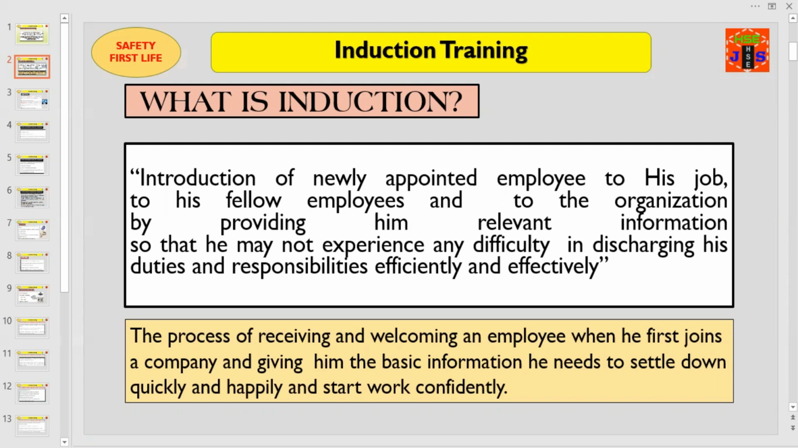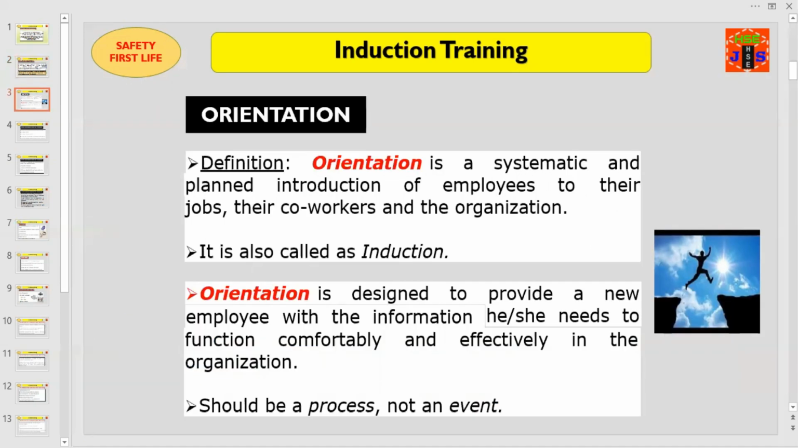The process of receiving and welcoming an employee when he first joins a company and giving him the basic information he needs to settle down quickly and happily and start to work confidently is induction or orientation. If you would like to know the definition of orientation, orientation is a systematic and planned introduction of employees to their jobs, their co-workers, and the organization. Orientation and induction are similar words with similar meaning.